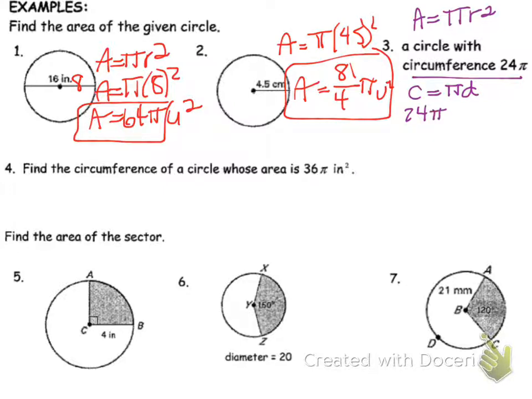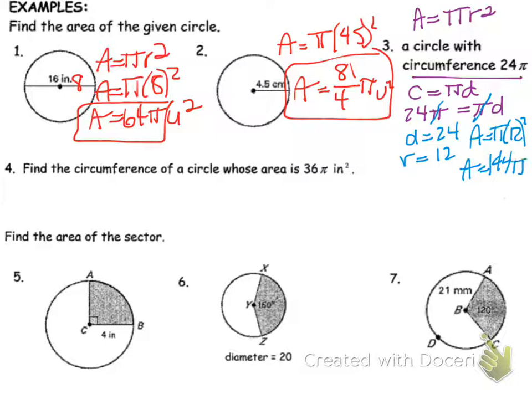So the circumference here is 24 pi, which is equal to pi d. Those pi's are going to cancel out, and so our diameter is 24, which means our radius is half of that, so 12. And so now if we get the area, that would be pi times 12 squared. So our area would be 144 pi units squared. But I ran out of room.